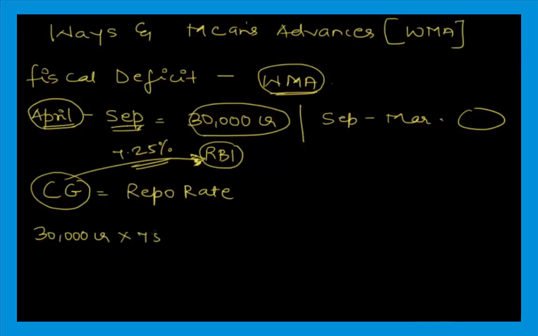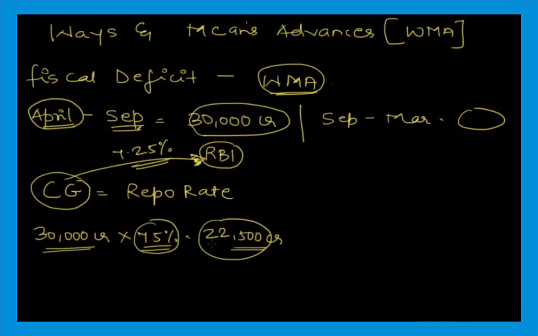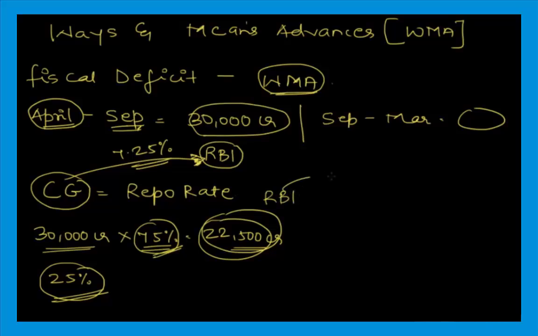As soon as 75%, which is 22,500 crore, of the amount which was to be given to the central government under WMA is funded, the remaining 25% of the WMA which was supposed to be given by RBI will not be funded by RBI. Which means this 22,500 crore, which was 75%, was RBI giving its own money to the central government.